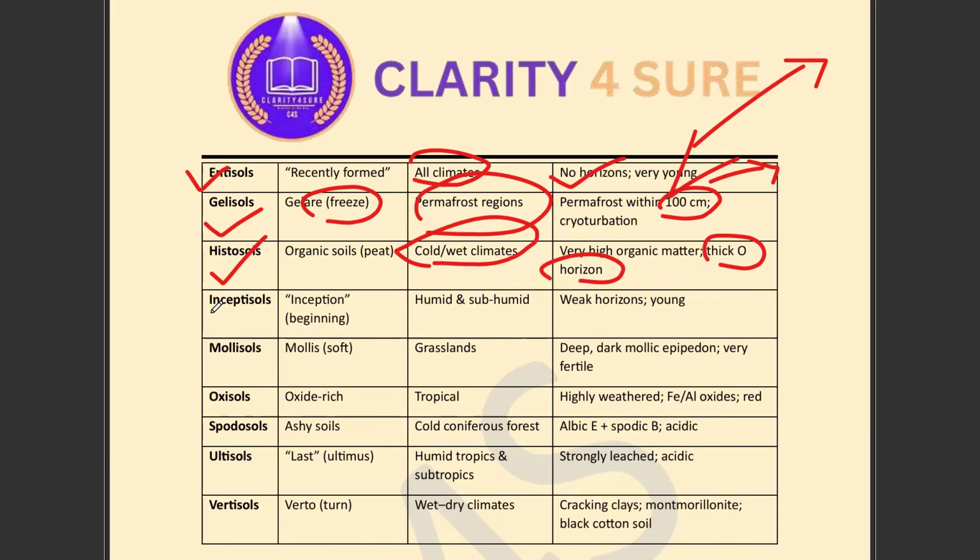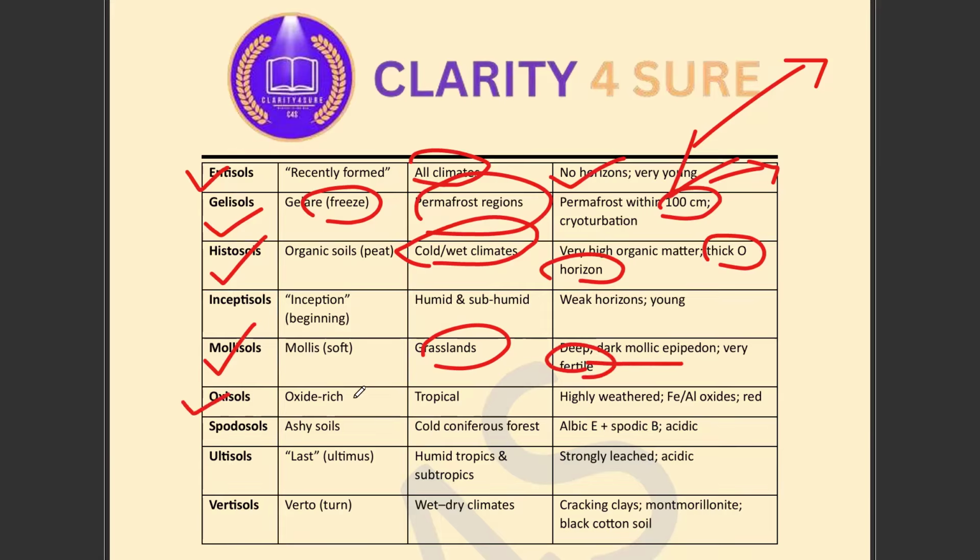That is the humus layer, the top organic layer, which would be very thick in these histosols. Next comes your inceptisols. Inception. What is meant by inception? It means beginning, the beginning of the formation of the soil, where you can see humid and subhumid regions, where there is constant rainfall or constant landslides. Next comes your mollisols. Mollis means soft, where you can see it in the grasslands. The soil is deep, dark, and it is also very fertile in nature.